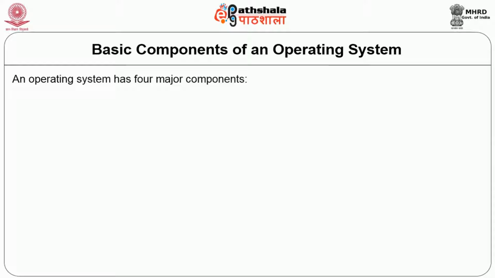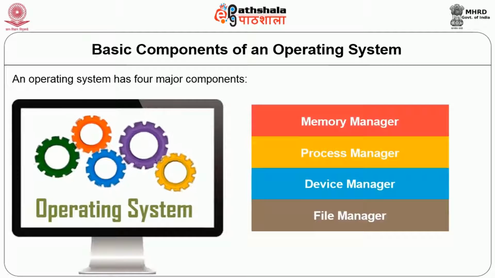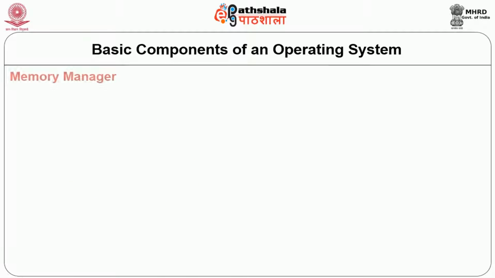Basic components of an operating system. Apart from providing a user interface, the operating system has 4 major components. They are memory manager, process manager, device manager, and file manager.